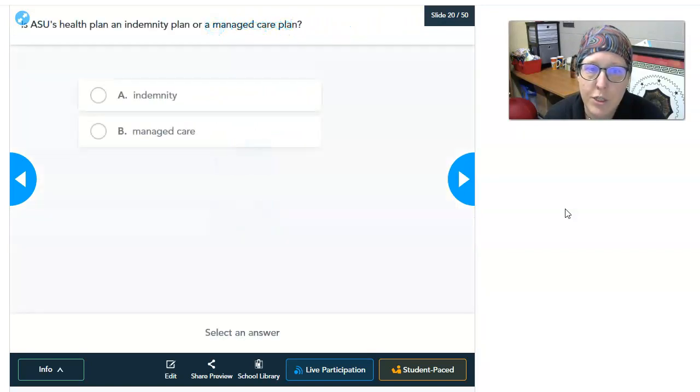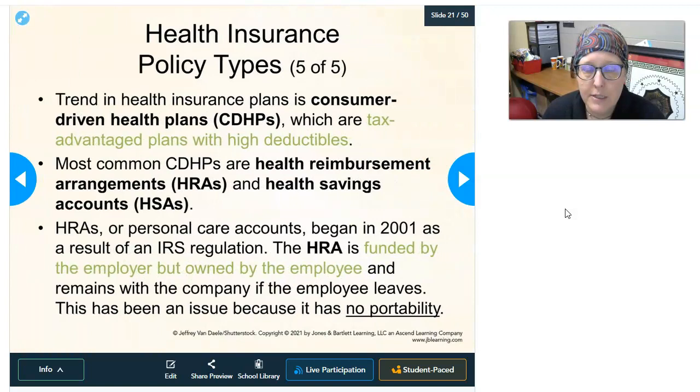Okay, poll question: is ASU's health plan an indemnity plan or a managed care plan? What do you think after looking at the file and the benefits? Answer that.